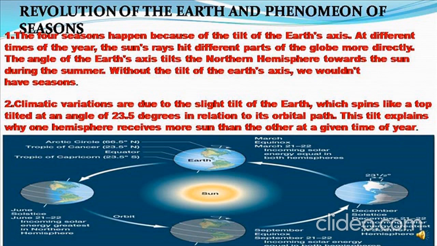Second one, climatic variations are due to the slight tilt of the earth, which spins like a top tilted at an angle of 23.5 degrees in relation to its orbital path. This tilt explains why one hemisphere receives more sun rays than the other at a given time of the year. So in the picture you can see how the earth gives us different seasons.